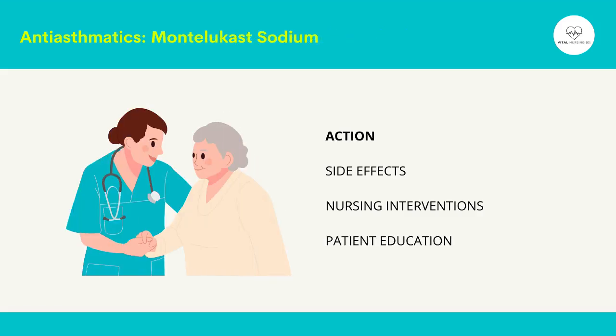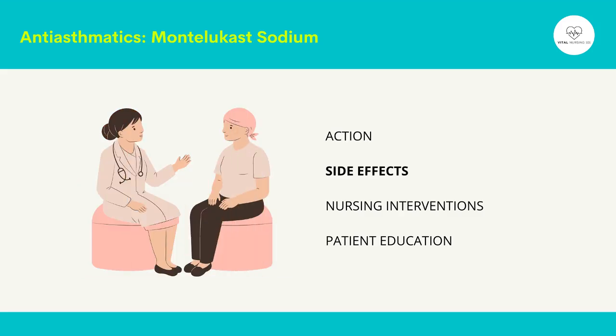Montelukast sodium. This medication is used to treat asthma, seasonal allergic rhinitis, and perennial allergic rhinitis. It is also used for prevention of exercise-induced bronchospasm. In particular, this drug lessens both early and late-phase bronchoconstriction brought on by antigen exposure. Side effects are the following.